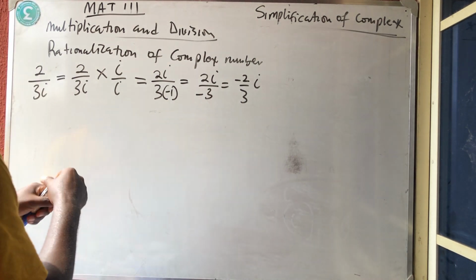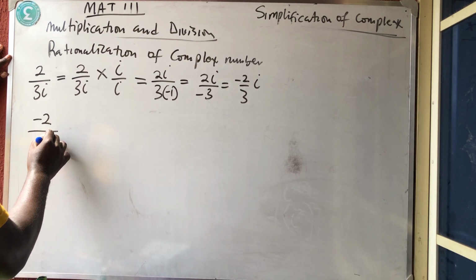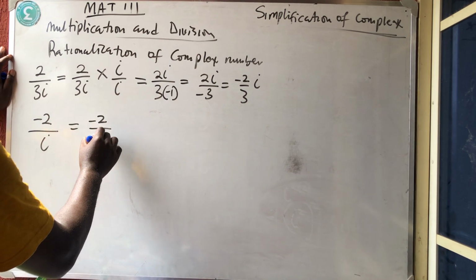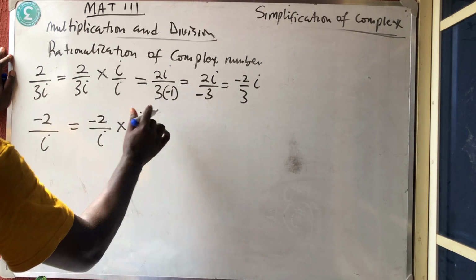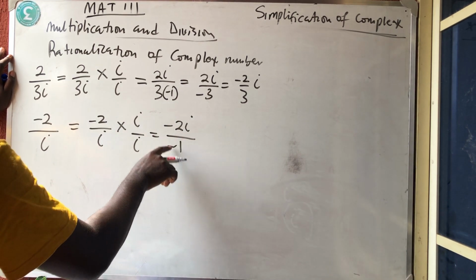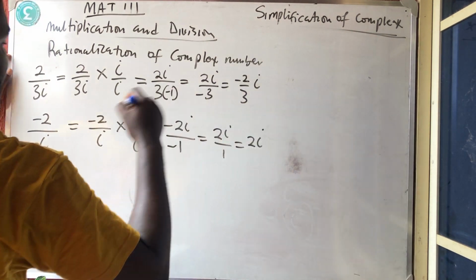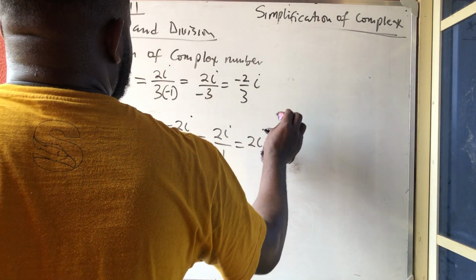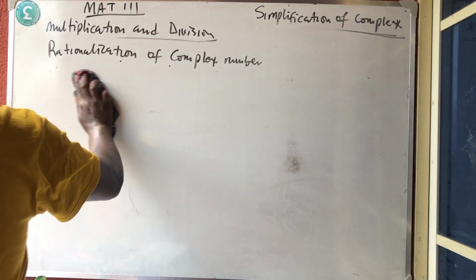Can I clean? Okay, the next one, let me give another example. -2 over just i. Instead of saying -2 over i times i over i, what do you have? -2 times i, -2i. i times i is what? -1. Minus cancels minus, so I'm left with 2i over 1, which is what? 2i. Okay? So that is rationalization of a complex number. Okay, that is for division.